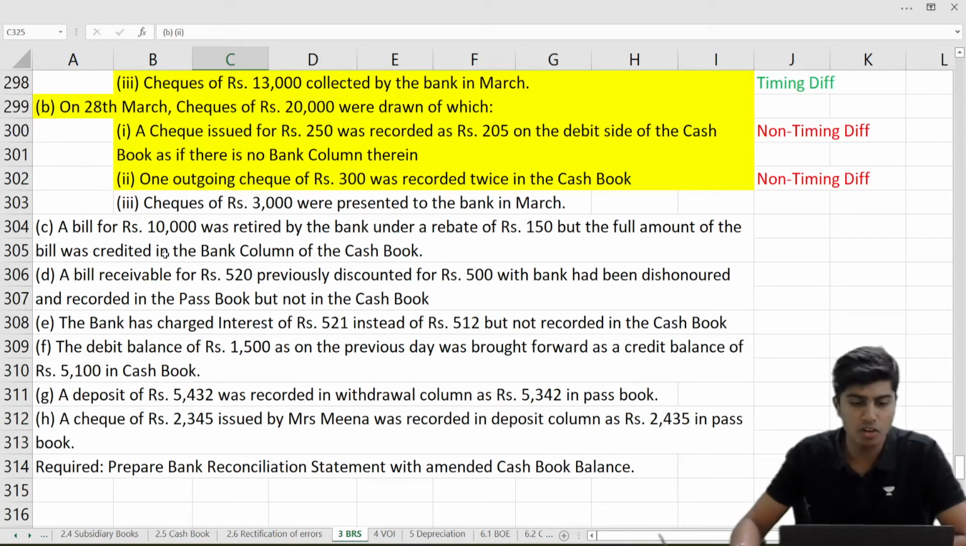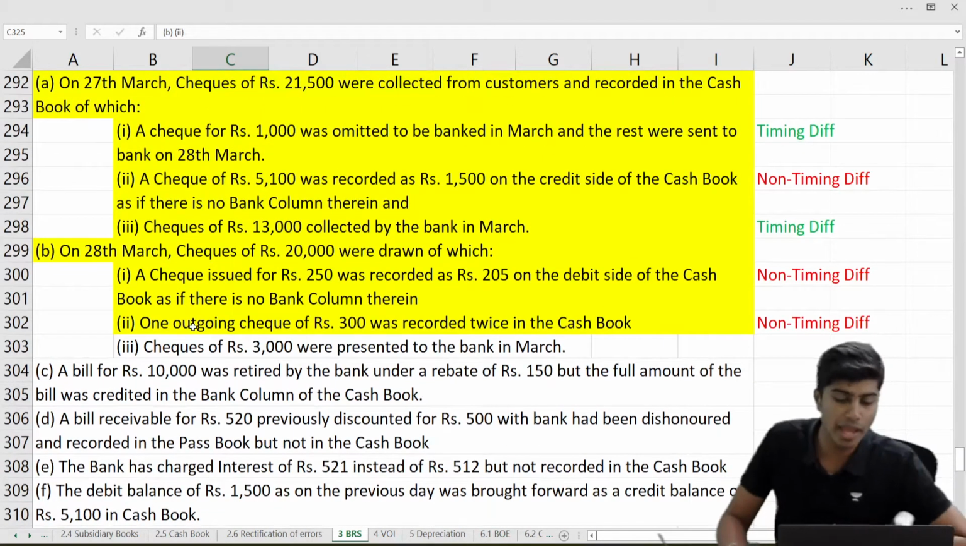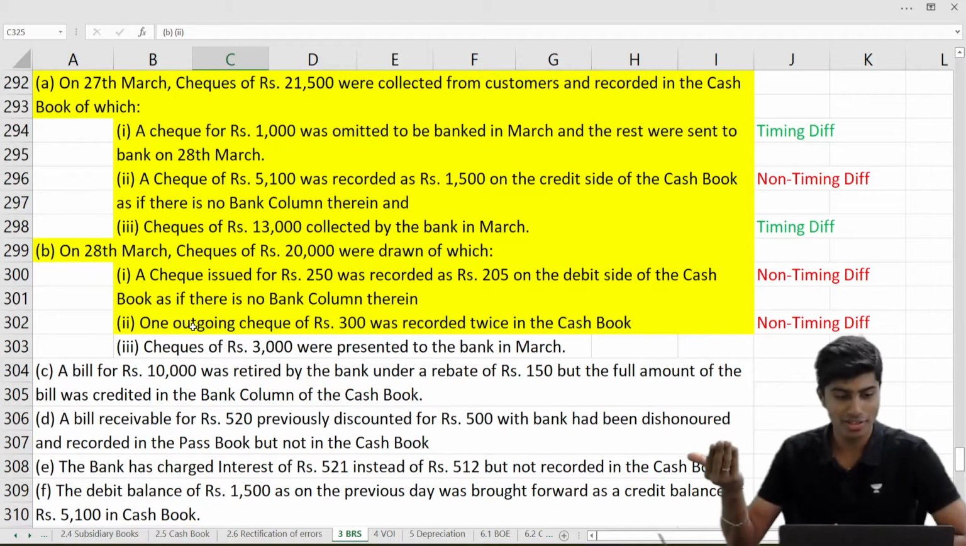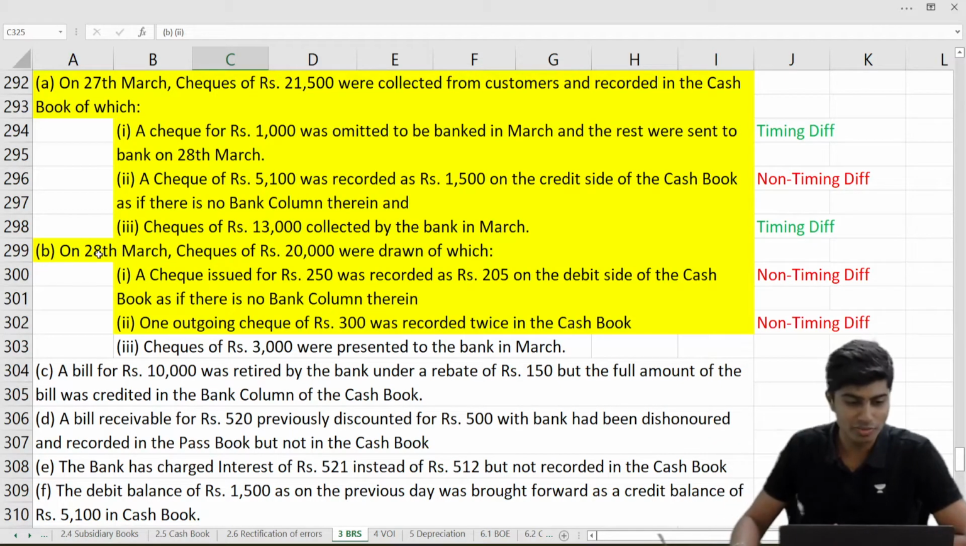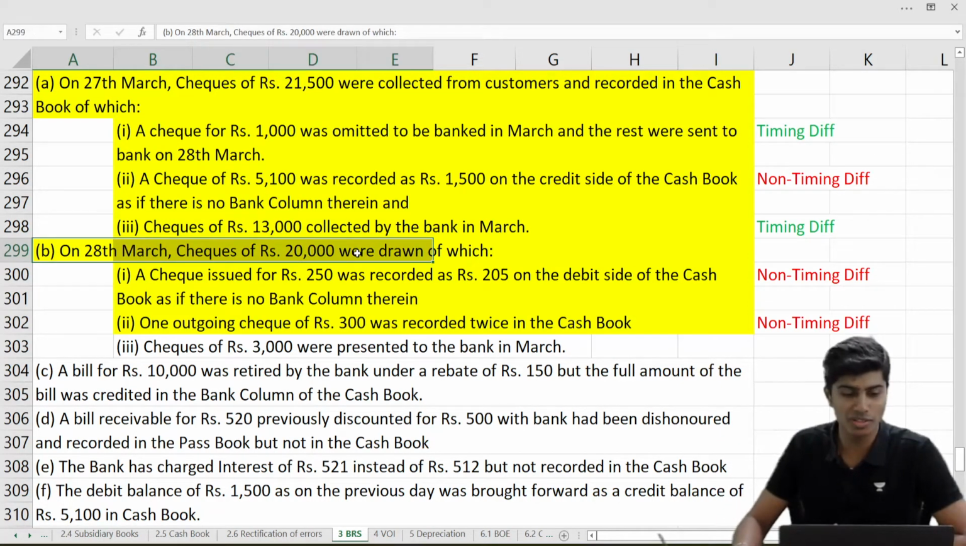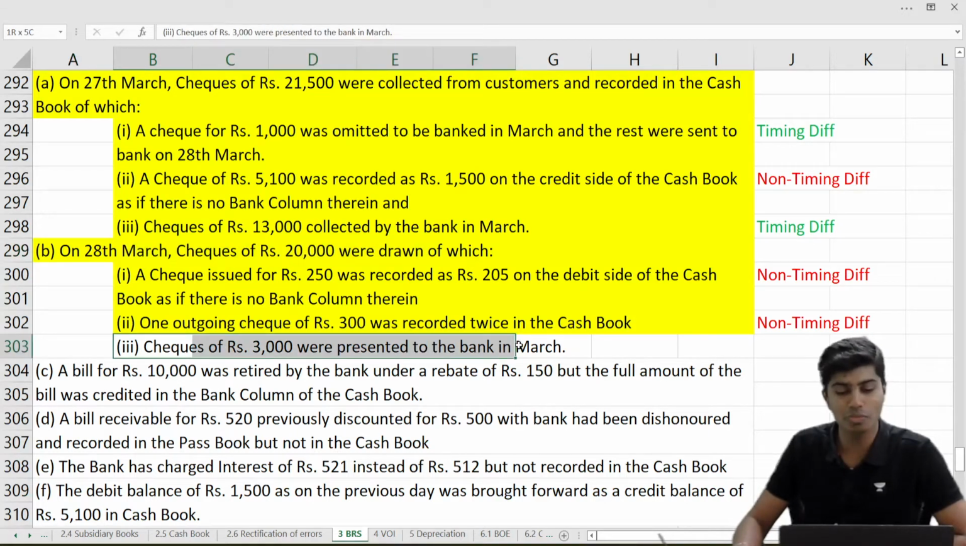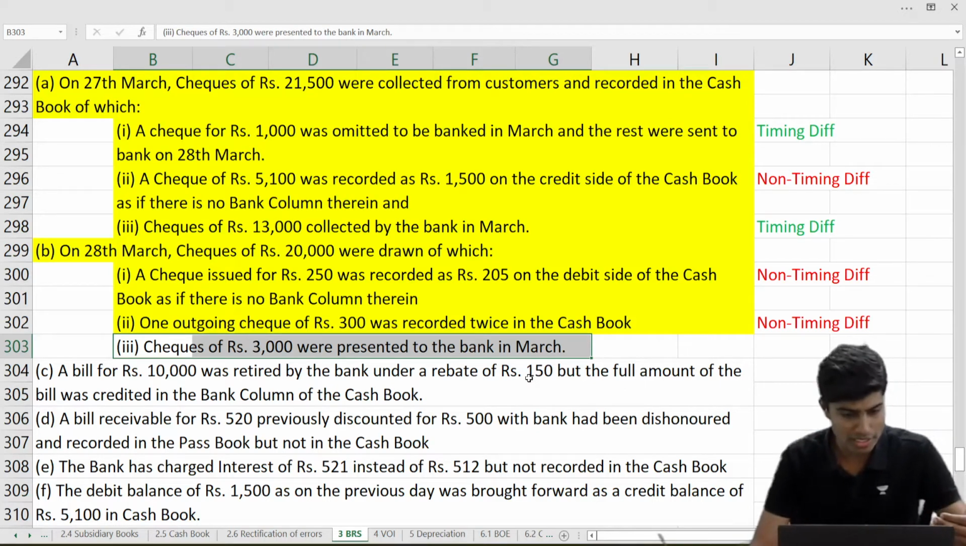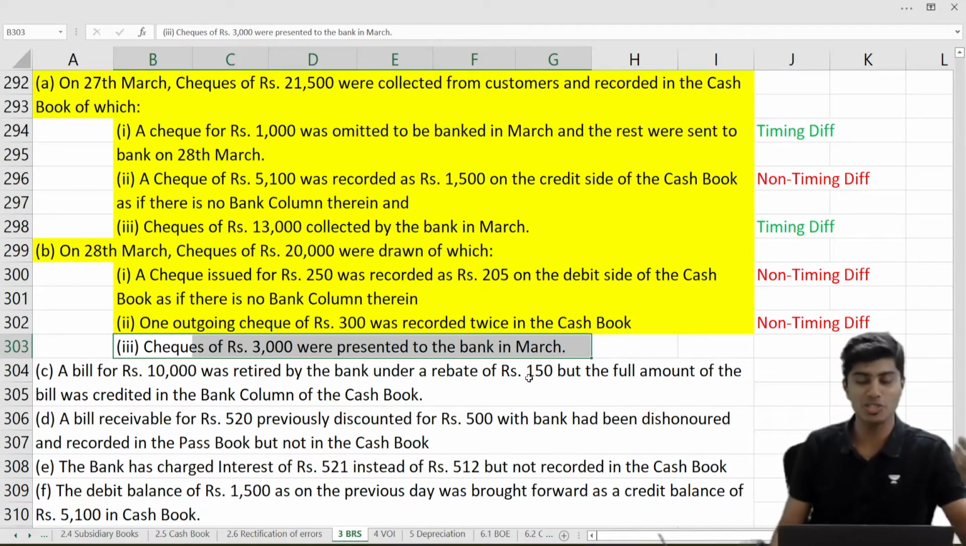Then a check of rupees 3000 was presented to the bank in March. Okay, there is a check of rupees 3000. This was issued by us on 28th of March. Here it is, 28th of March issued 20,000. In that, only 3000 was presented in the month of March. What about the balance? The balance is not presented.